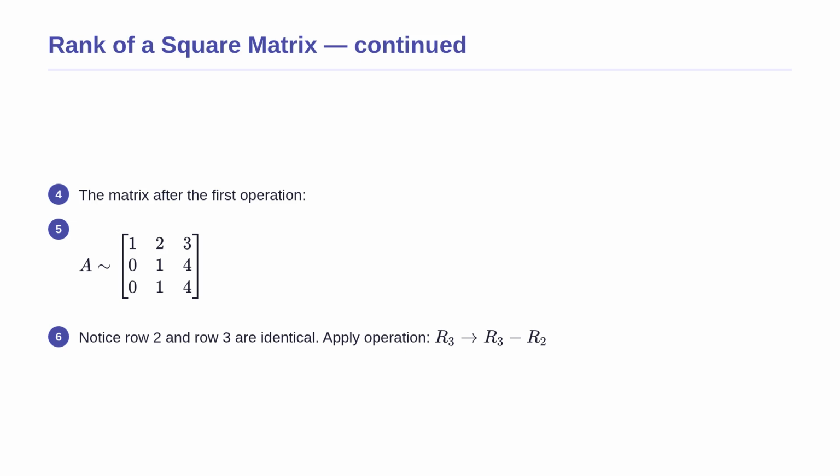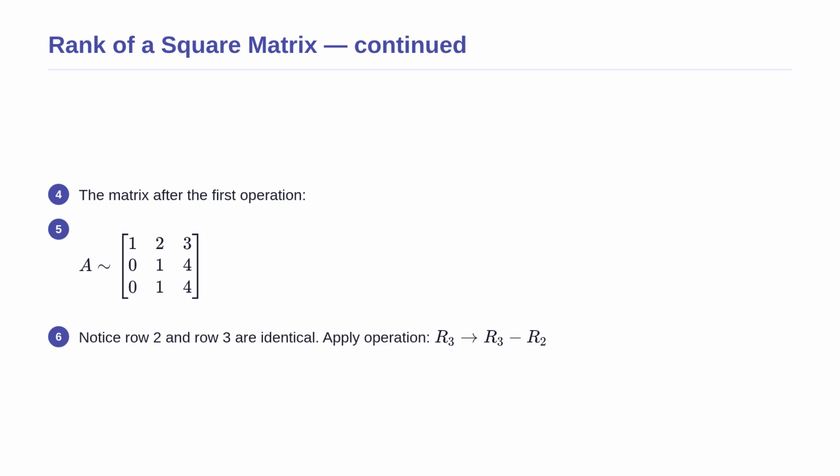Continuing with our row operations, look closely at the new matrix we just created. Notice that the second row and the newly formed third row are exactly identical. Both read 0, 1, 4. This is a massive clue that we have redundant information.